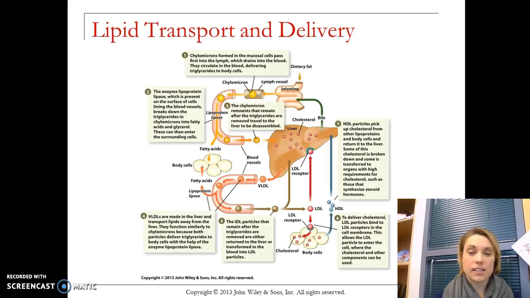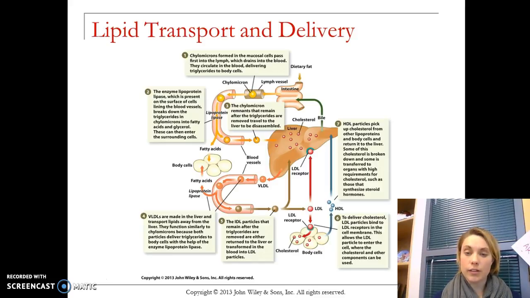After the VLDLs have dropped enough triglycerides off at the cells, they become IDLs, and the IDL particles that remain are removed and are either returned to the liver or are transformed in the blood into LDL, or low density lipoprotein. So VLDL is very low density lipoprotein, IDL is intermediate density lipoprotein, and LDL is low density lipoprotein.